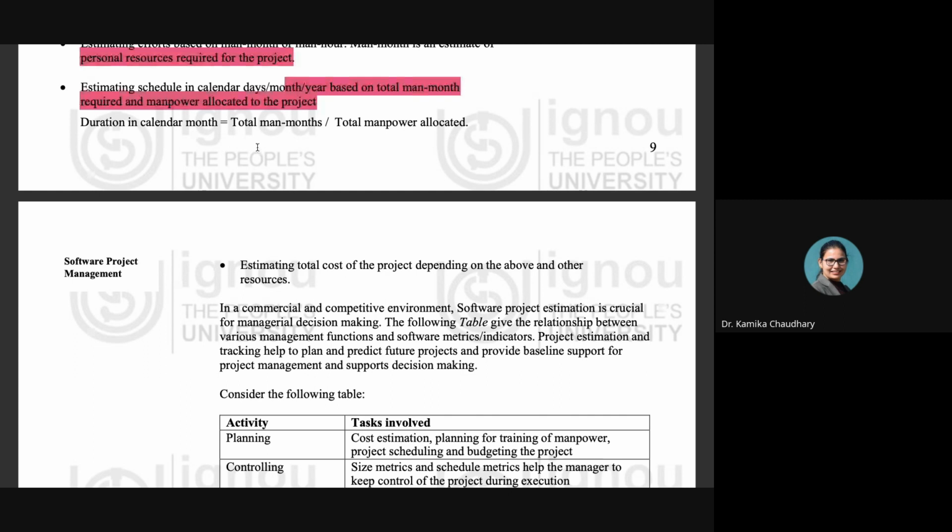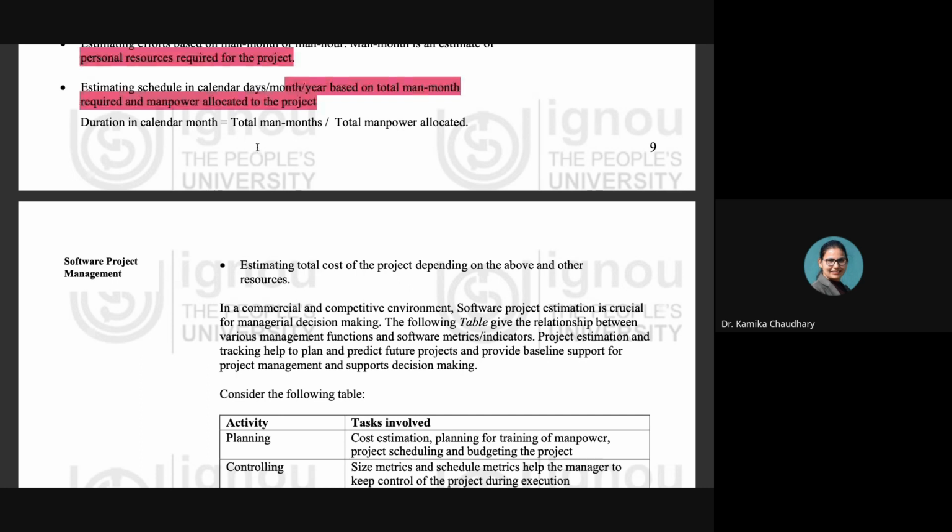By calculating all the above resources and factors, we are going to make an estimate about the total cost that is going to be included for the development of this project, right? So now we are going to consider this table. What this table is saying to us is it is telling us about the activity, and it is also telling us about the tasks involved.